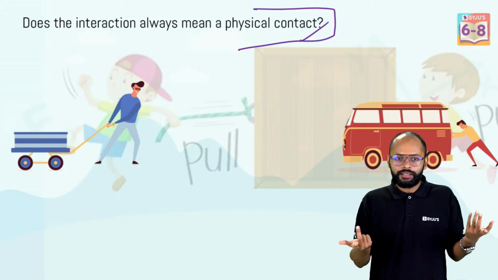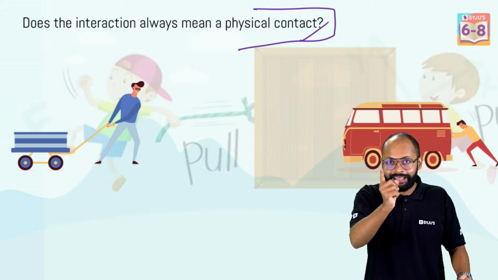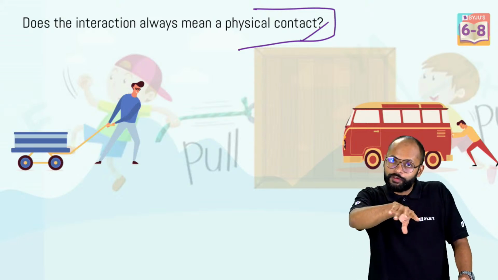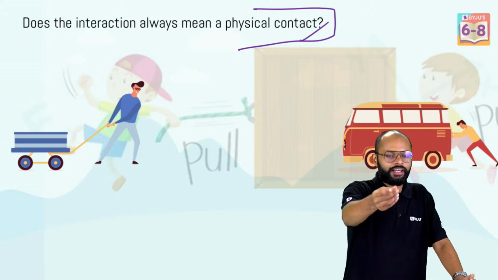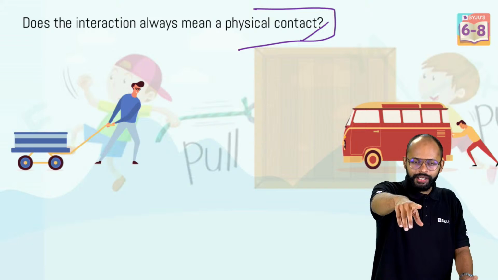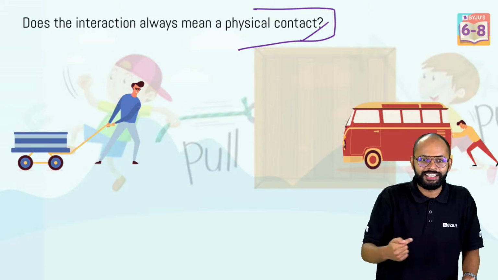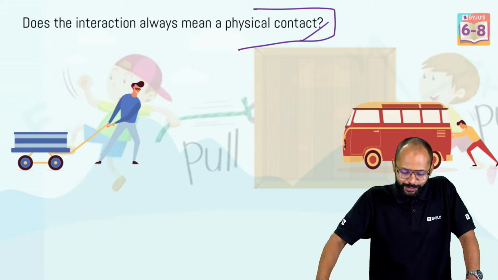But can I say that interaction always means a physical contact? No, right? Not necessarily. I told you interaction is zaruri, interaction is important. I did not say contact is always important. Nice. Yes, correct. You were right. Magnetic. There were other forces also. Right? There were other forces also.